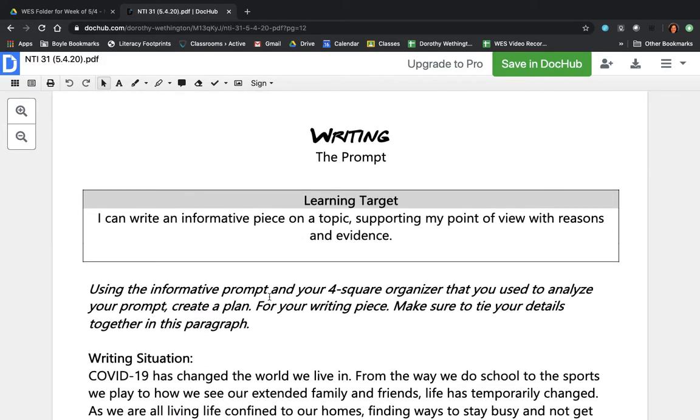Using the informative prompt and your Foursquare organizer that you use to analyze your prompt, create a plan for your writing piece. Make sure to tie your details together in this paragraph.